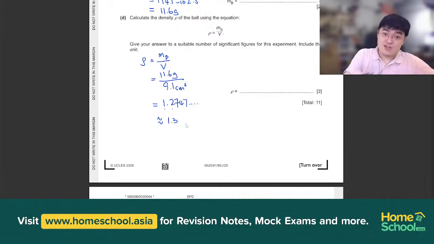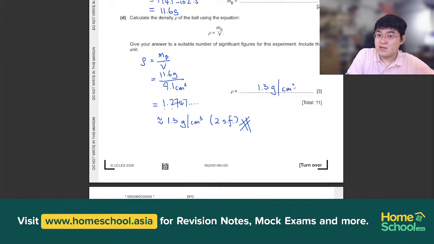It's not monkeys, it's not donkeys, it has to be something, right? So you see over here, grams divided by centimeter cube. So it's grams per centimeter cube. Okay, this is our unit. And of course, we have to write this in two significant figures. And that is our answer. Let's write down here 1.3 grams per centimeter cube.